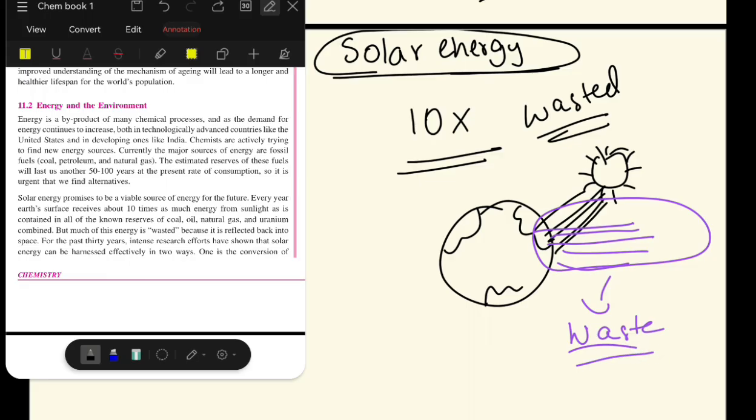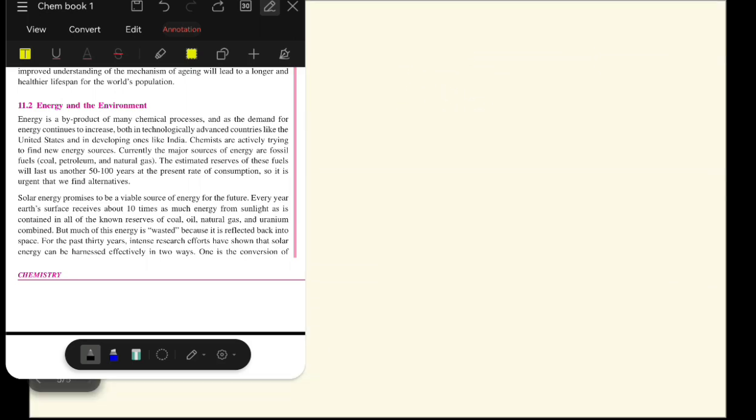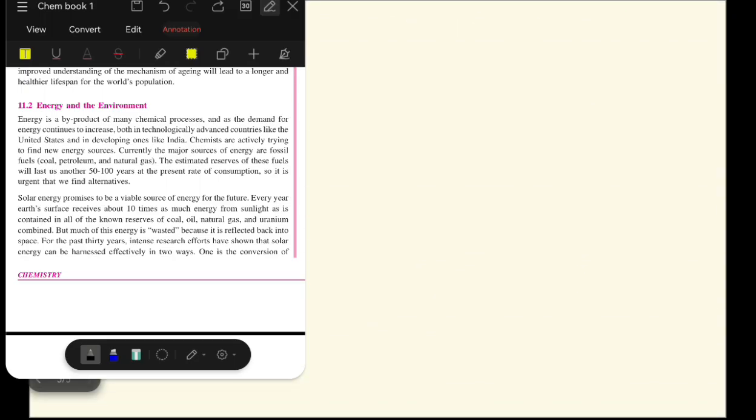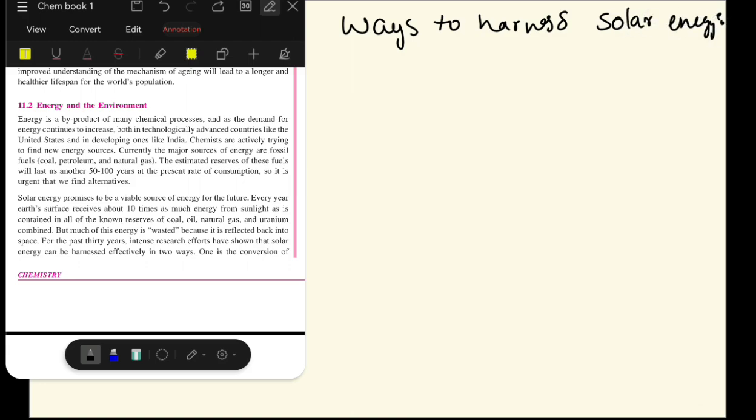Now, ways to harness solar energy. Harness means to keep solar energy. Since it keeps going back into space, we need to directly convert it into energy, because you cannot just use sunlight as energy. You need to turn the sunlight into energy. So there are ways to harness solar energy. There are two ways to harness solar energy.